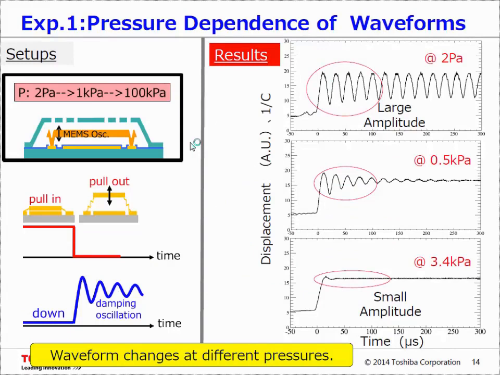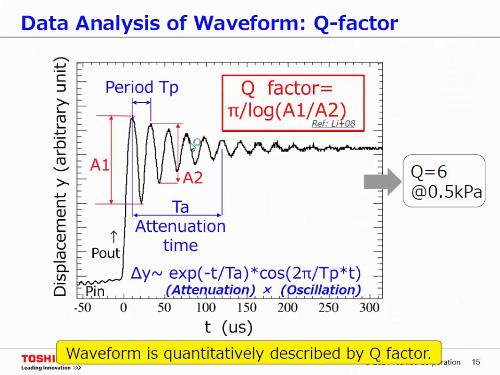If we look at this waveform at 2 pascal, it's a very low pressure, we can see large amplitude and many oscillations here. And as the pressure goes up, the number of oscillations decreases. And around 3 kilopascal, the oscillations actually disappear. So it changes at different pressures. So how are we going to quantitatively determine that? We use the Q factor.